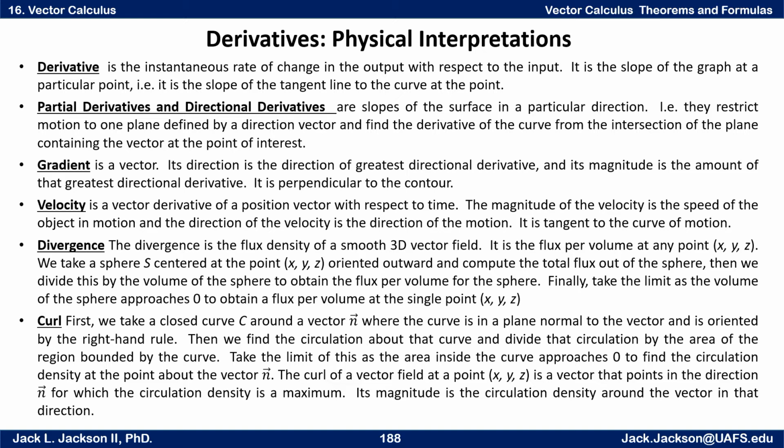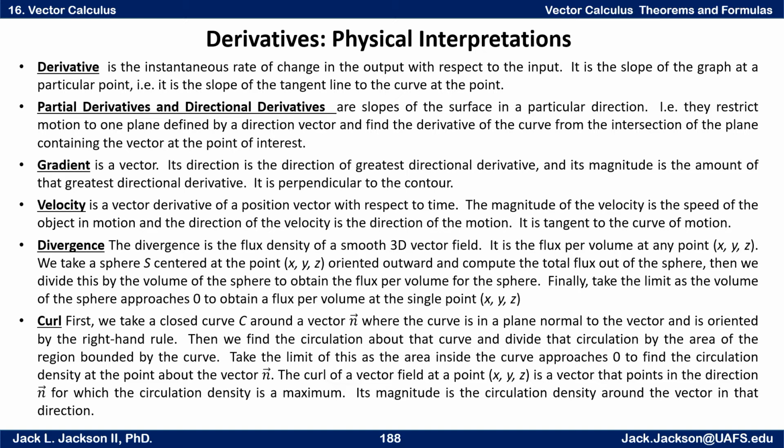Okay. The curl is a vector derivative. The divergence and curl both take inputs of vector fields and output a type of derivative. The divergence is a scalar and the curl is a vector. Basically, for the curl we want to think of taking any normal vector, and taking a closed curve around a point at the beginning of that vector, in a plane perpendicular to that vector, and then it's oriented by the right-hand rule. And we find the circulation about that curve and divide it by the area of the region bounded by the curve.